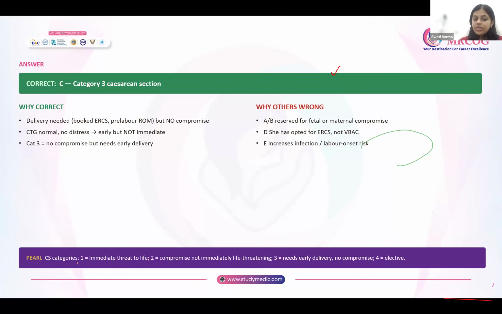So pearl points: 1, where there is an immediate threat to life. 2, there is compromise, but not immediately life-threatening. 3rd, where she needs early delivery without any element of compromise. And 4th is elective. Hope these categories are clear.